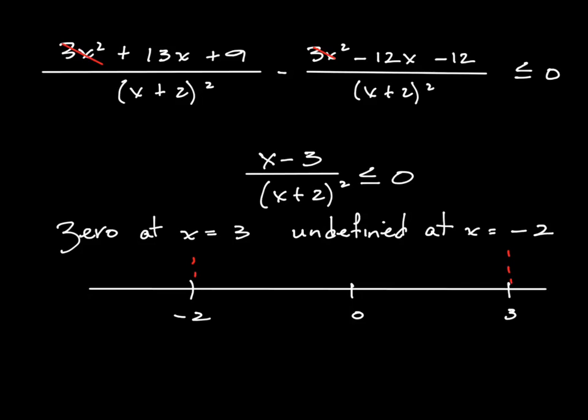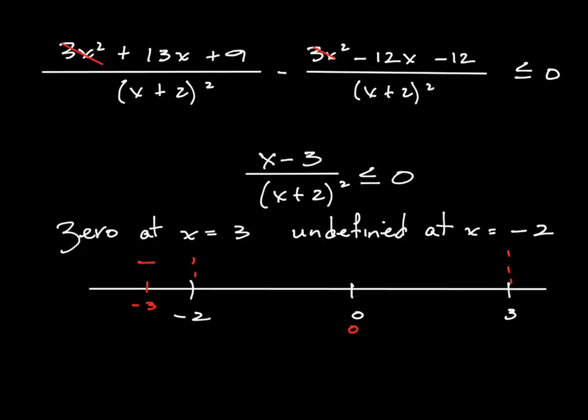The next thing we'll do is try some values in each of those regions. Let's try negative 3. If you plug negative 3 into the inequality just above, you get a negative in the top and a positive in the bottom. So that will be negative in that whole region from negative infinity up to negative 2.